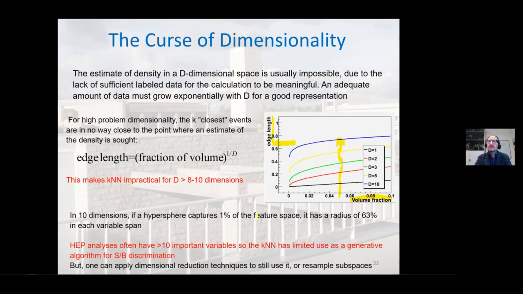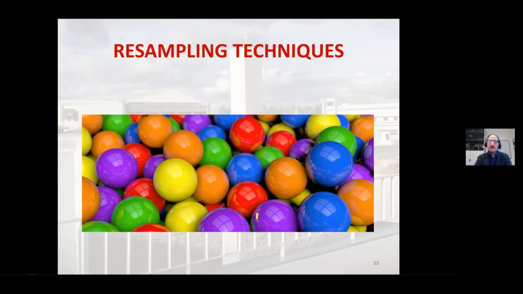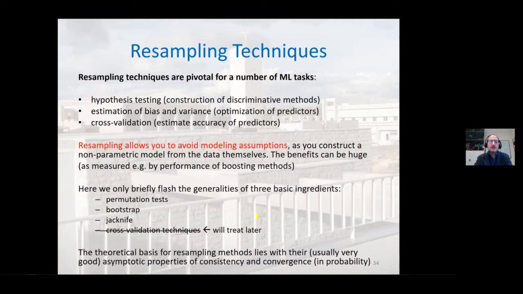So high energy physics analyses often have many important variables that you want to do a density estimation on. So the KNN has limited use as a generative algorithm for density evaluation. But you can always apply dimensionality reduction techniques and then get back to a situation where you have a manageable number of dimensions. Let's look a little, very, very little bit at resampling techniques that are very important as a generic tool for a number of things.